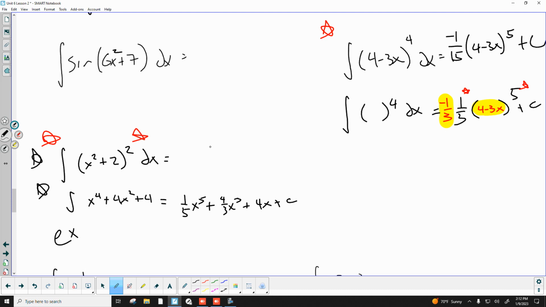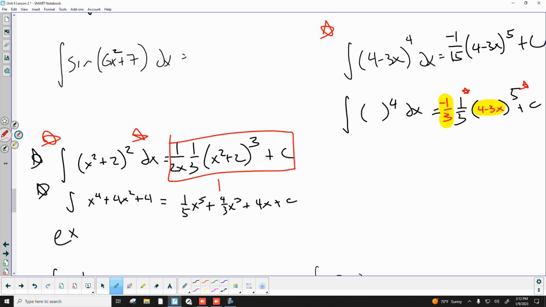You would have put parentheses cubed times a third. You would have put x squared plus 2. And then you would have put a 1/2x. This is what everybody's doing. They're like, oh, I need a 1/2x. Guys, I guarantee you, if you multiply this out, you don't get that. This is wrong. This is correct.